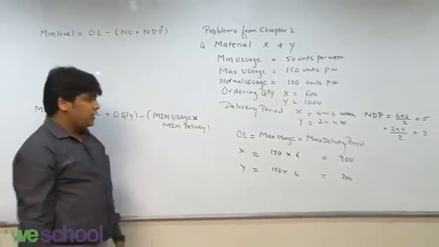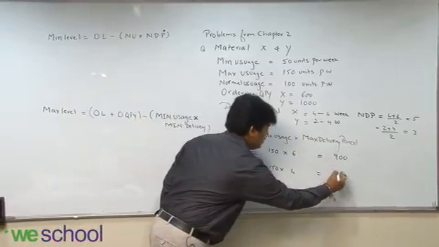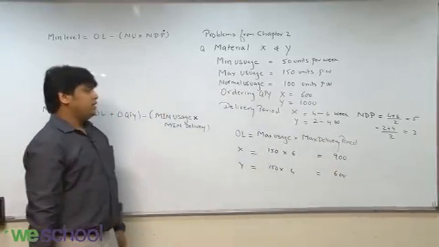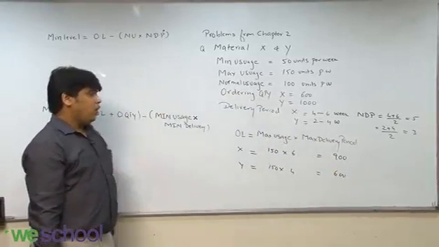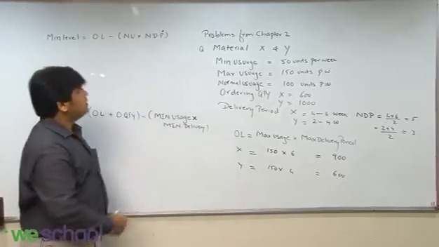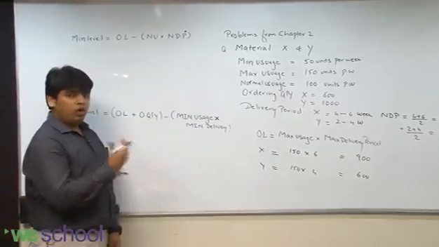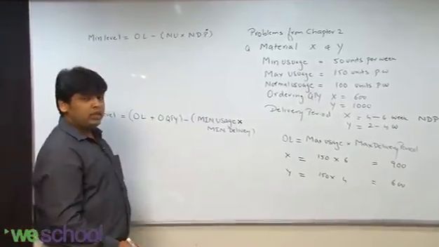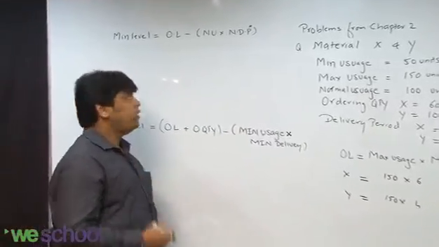Ordering level for X is 900 and ordering level for Y is 600, not 300. Since you are not helping me, that's the reason it is going wrong. But God is helping me. He told me, sir, there is a mistake. So thank you, God. Thank you very much.